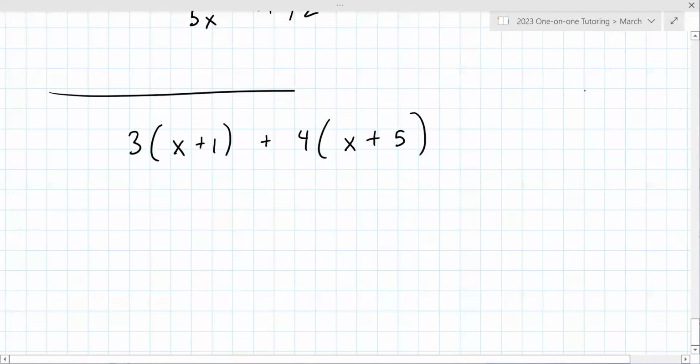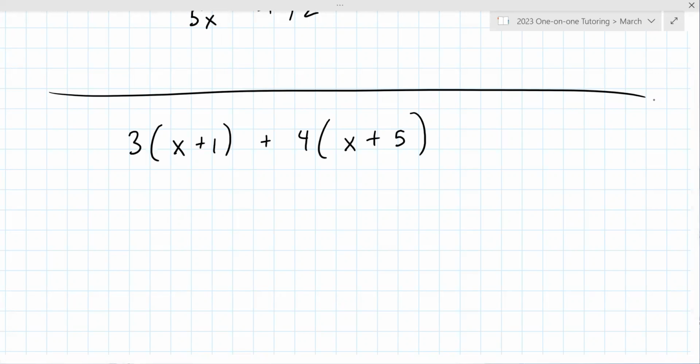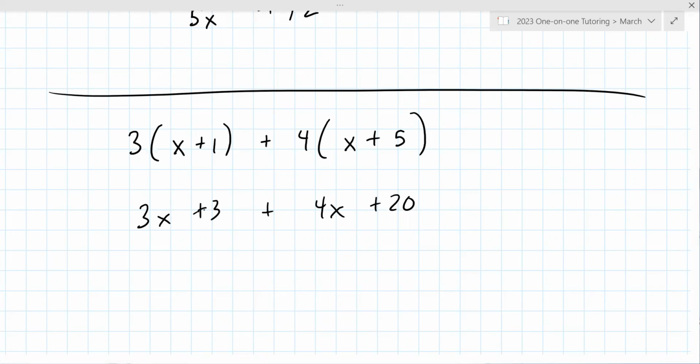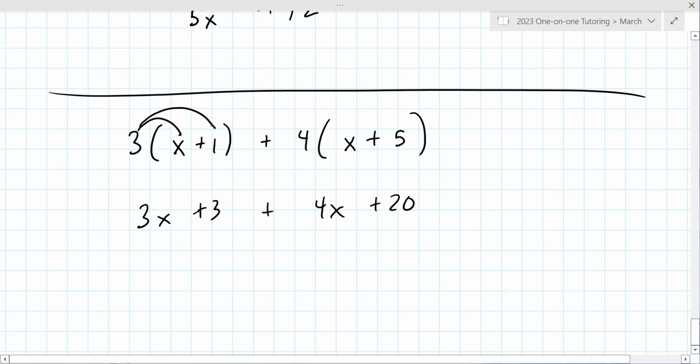Okay, I want you to simplify this one for me, please. So that's going to be 3x plus 3 plus 4x plus 20. What is your final answer? 3x plus... How do you get plus 3? You multiply the 3 times both. That's the distributive property. Oh, okay. That makes sense.